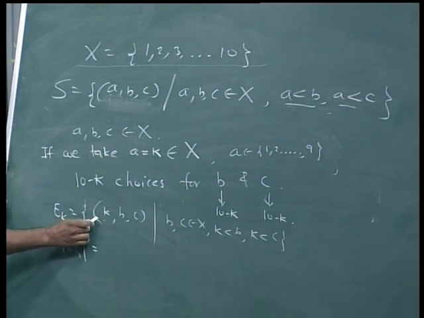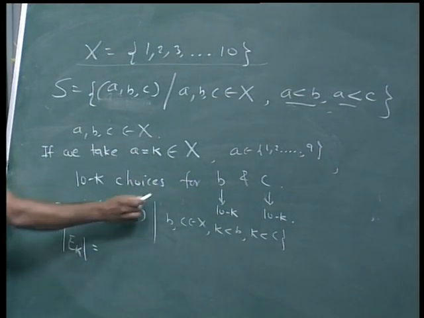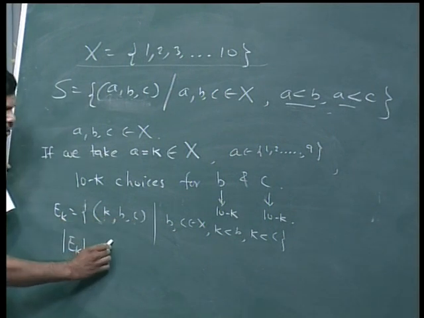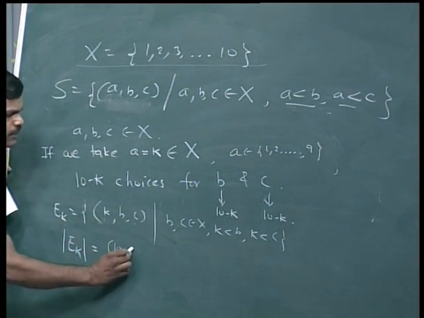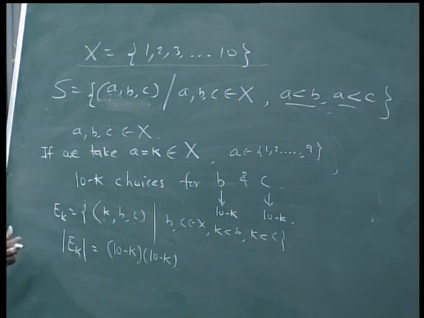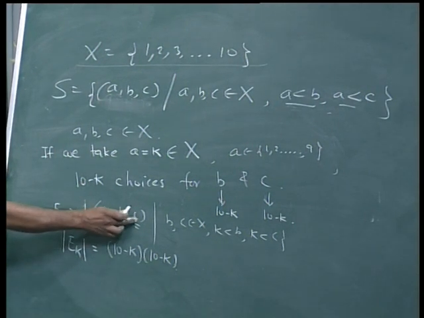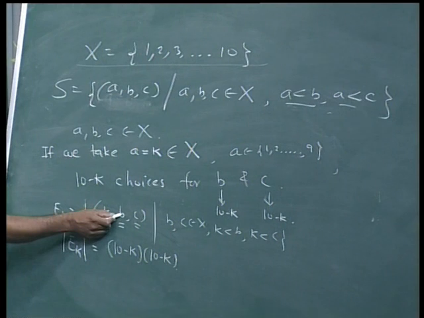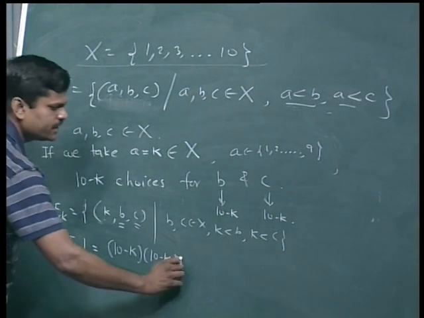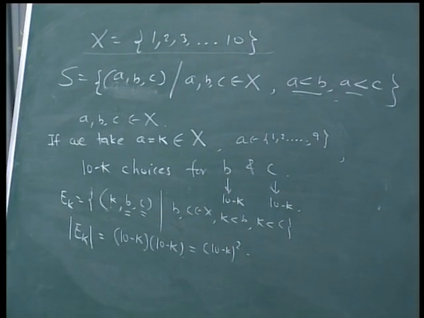This is fixed, k is fixed. We have selected a is equal to k. So for b there are 10 minus k possibilities, for c also there are 10 minus k possibilities. So the total number of ways of applying these two operations is (10 minus k) into (10 minus k). There are two operations of selecting or filling these coordinates b and c. The first can be done in 10 minus k ways, second can be done in 10 minus k ways. So the total number of ways is (10 minus k) square.